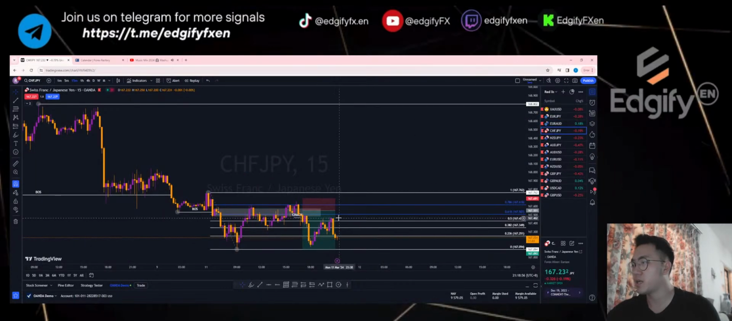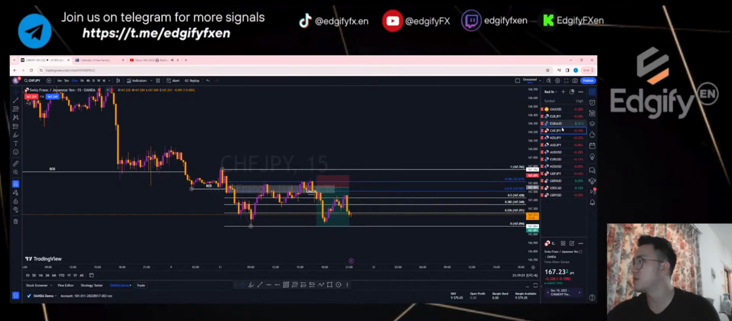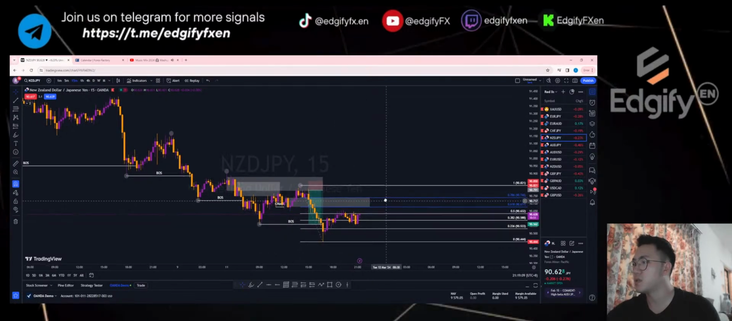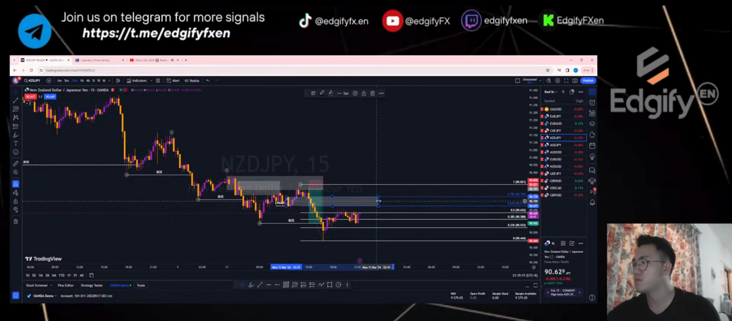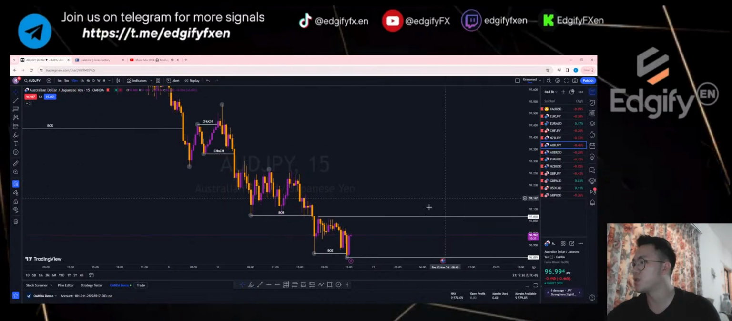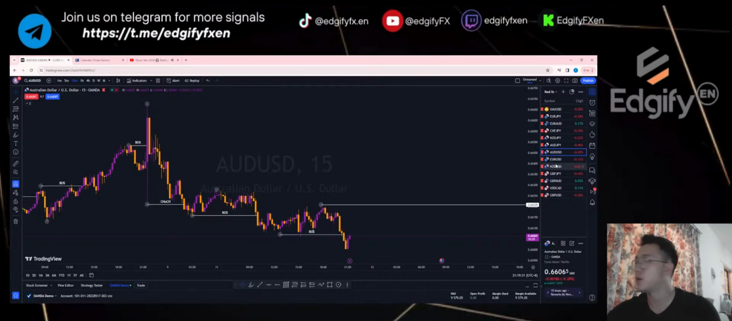Okay, CHF JPY, probably this is not going to return. I'm going to see this dump further. Alright, NZD JPY is something that has already triggered and left. Okay, we have a newer zone, which is this level right now. We want this to be triggered, then we can take a sell. AUD JPY, like I've said, I'm going to avoid this pair for now because of this structure here.